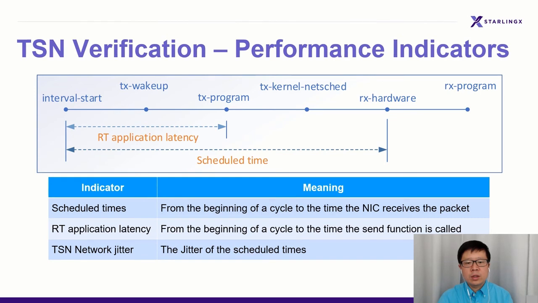TSN network jitter is the jitter of the scheduled times. It shows the variance of the scheduled times. It is also a determinism indicator of TSN performance.